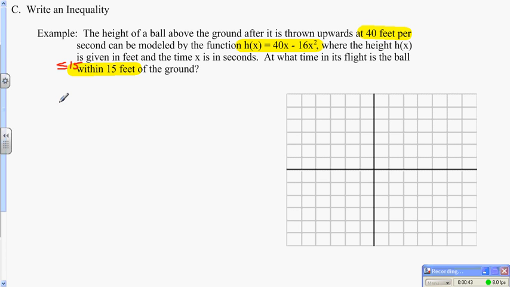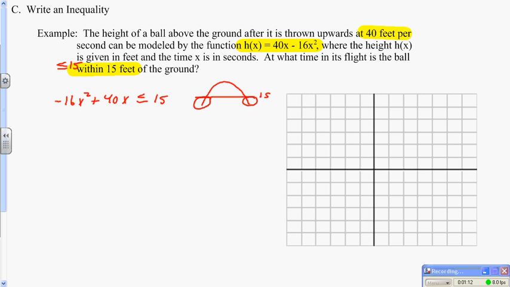Now I'm going to put this in standard form. I'll say negative 16x squared plus 40x less than or equal to 15 feet. Now as is, we know it's going to open downward, so the negative 16. And we're wondering about the path. When is this path going to be below 15 feet? Within 15 feet.